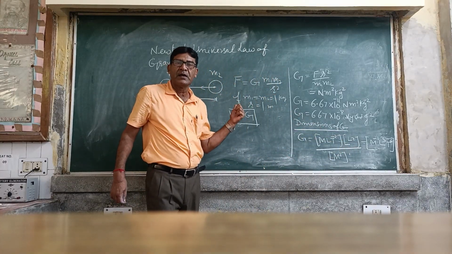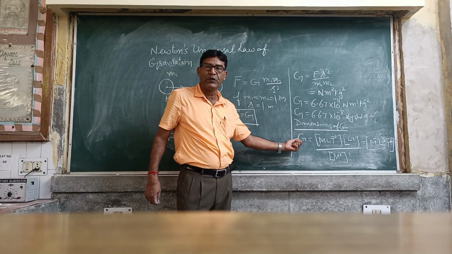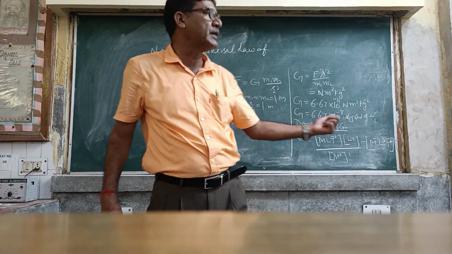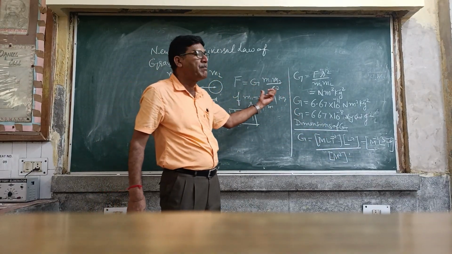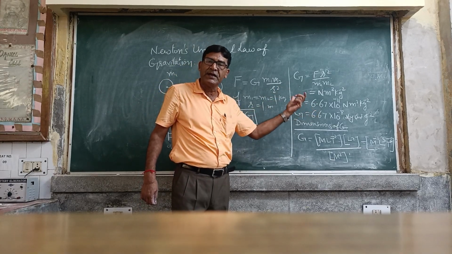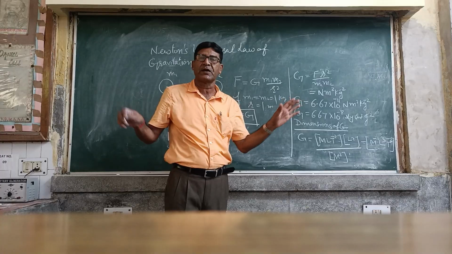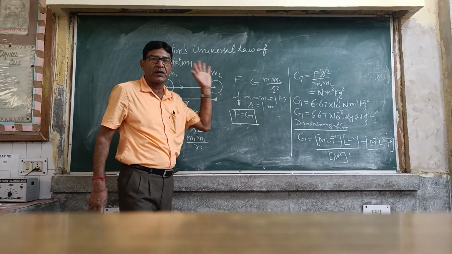It is a universal constant because its value always remains constant. It is independent of the size of the objects. It is independent of the medium between the two objects, and it is applicable everywhere between any two objects in the universe. That is why it is known as the universal law of gravitation.